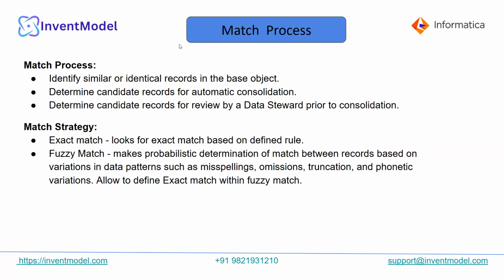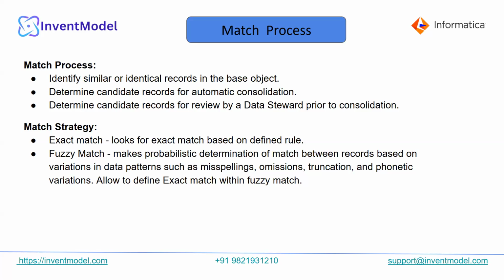Once these things happen, we have data in the base object table. There we need to clean up the data and get the golden copy. For that we have certain matching rules set up in the system. A match process identifies similar or identical records in the base object, determines candidate records for automatic consolidation, and determines candidate records for review by data stewards prior to consolidation.